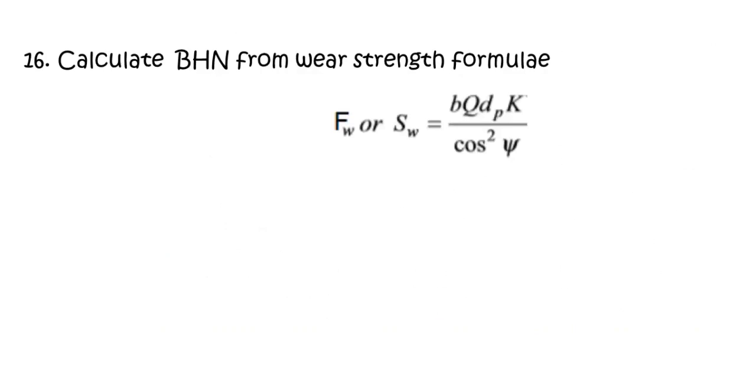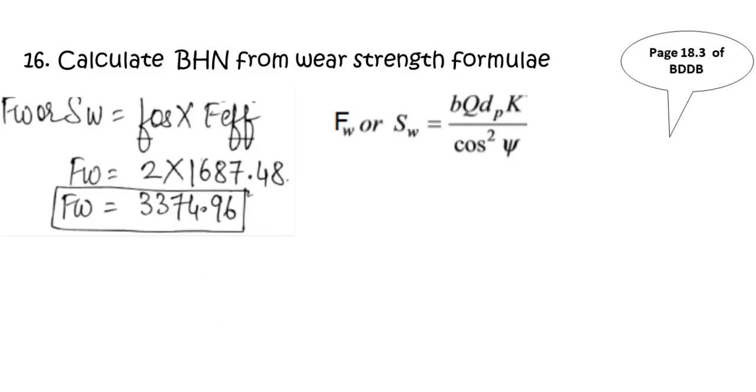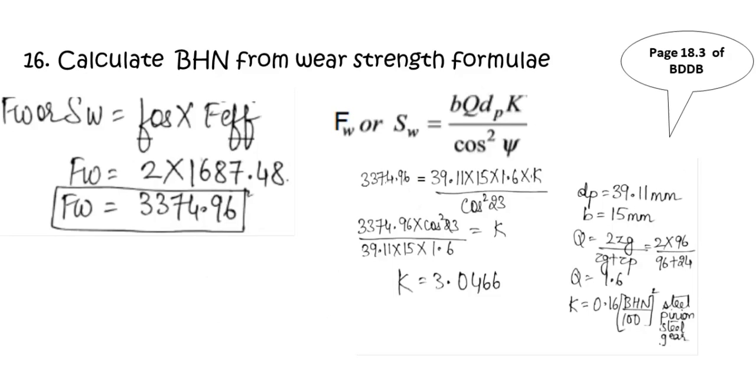Next I'm going to calculate the BHN. For that I have to use the formula for wear strength, which is BQ upon cos square psi. This formula is on page number 18.3 of Bhandari Design Data Book. Remember, I had to use the formula of wear strength as FOS into F effective. FOS is given as 2. F effective I already found out as 1687.48. So I found FW as 3374.96. The only unknown value is K. Once I put all the values into the formula of wear strength, the only unknown is K, so I am going to get K as 3.0466.